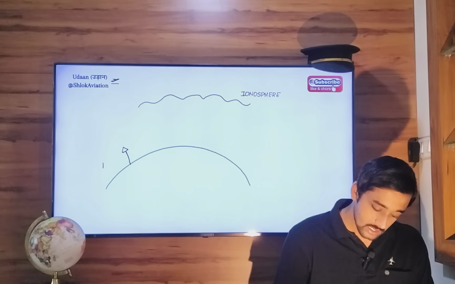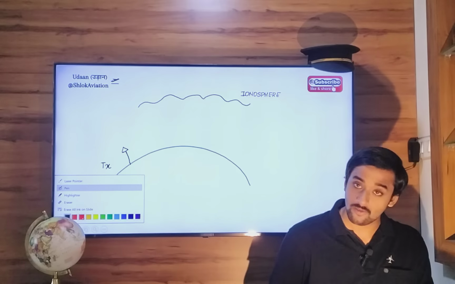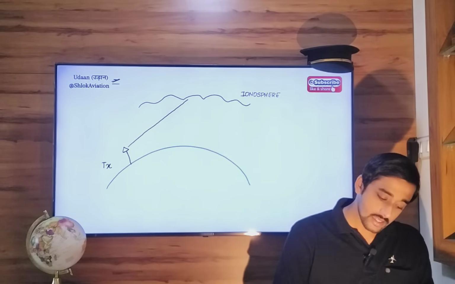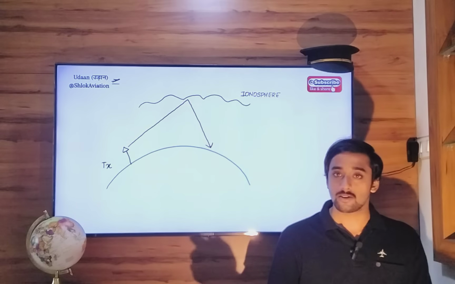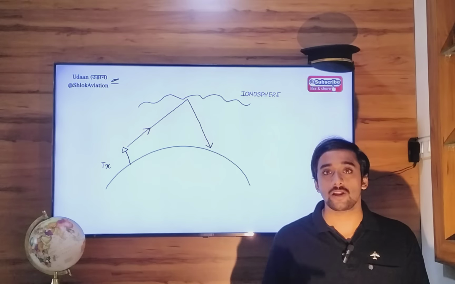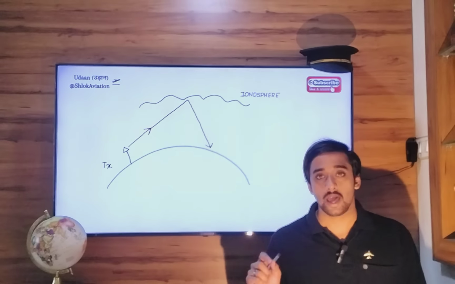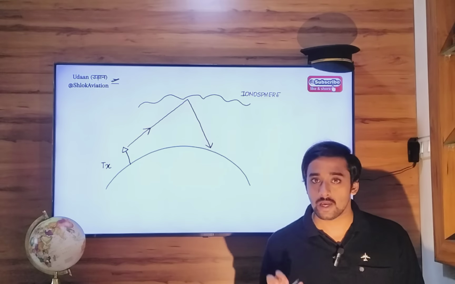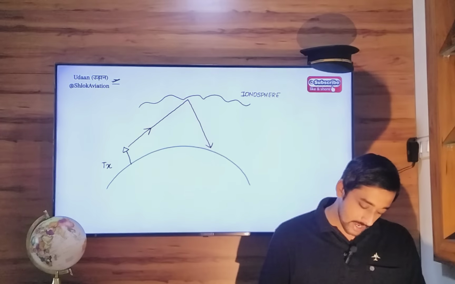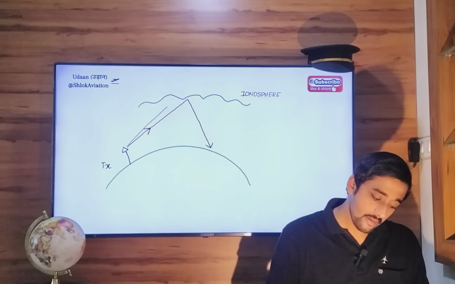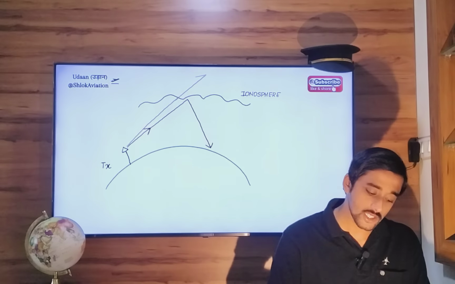When this transmitter transmits a radio signal in the direction of the ionosphere at a particular angle called the critical angle, that radio signal will bend away from the ionosphere and reach the Earth's surface. Now, as you keep increasing the frequency of the signal, this bending from the ionosphere will start reducing. At one particular frequency, this bending will stop, and the complete radio signal will pass through the ionosphere out into space.